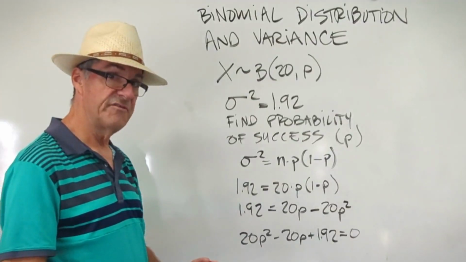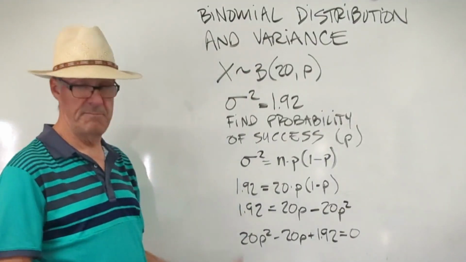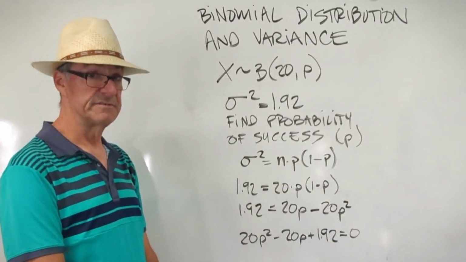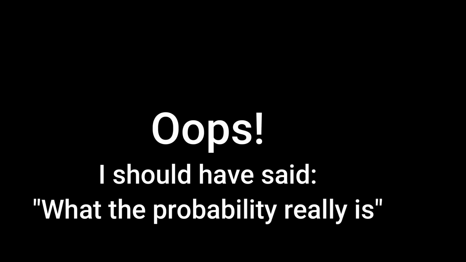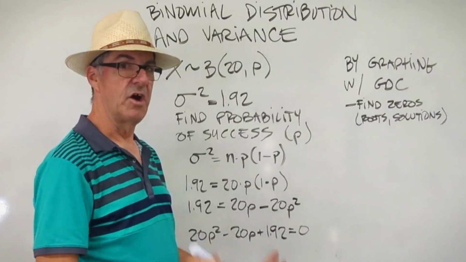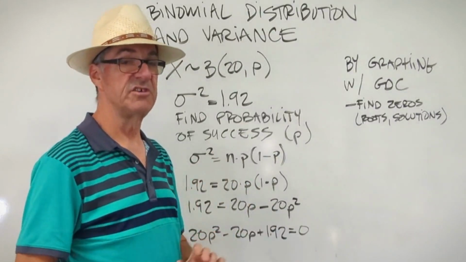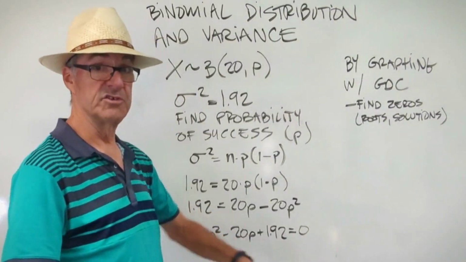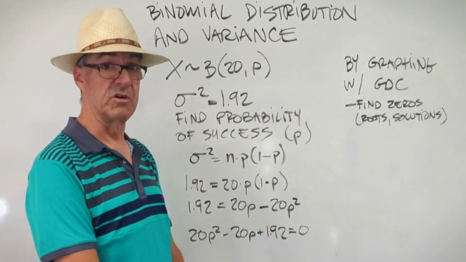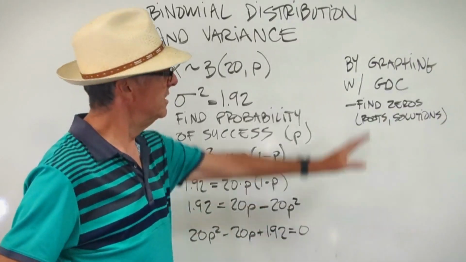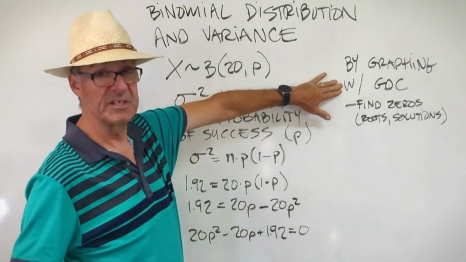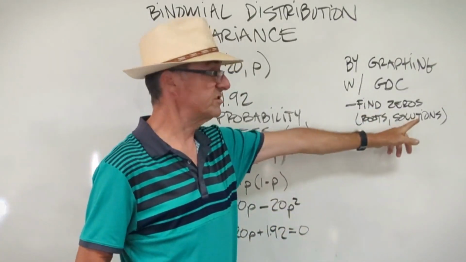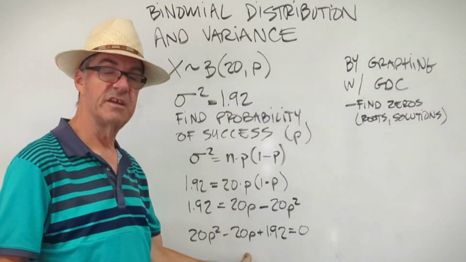Now I want you to pause the video and do a critical thinking step, maybe even solve this thing and figure out what p really is. All right, hopefully you realized that your calculator is the best tool for this task. You could factor and solve or use the quadratic formula, but that might be a little difficult. So what I want you to do, check this out, by graphing with a graphing display calculator, what you're trying to do is find the zeros or the roots or the solutions for this quadratic equation.